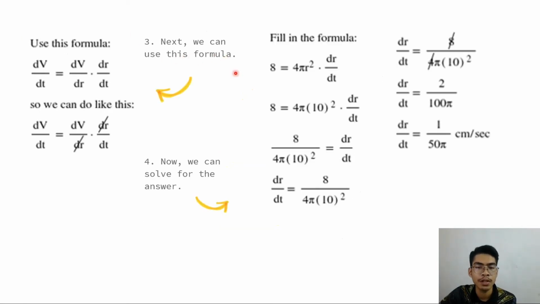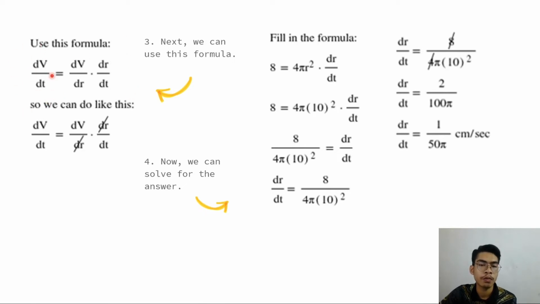So we will get 4 pi r squared. Next, we can use this formula: dV over dt equals dV over dr times dr over dt. We can cancel out dr from both dV over dr and dr over dt to get dV over dt. Now we can solve for the answer. To solve for the answer, we must fill in the formula by using the values that we have.